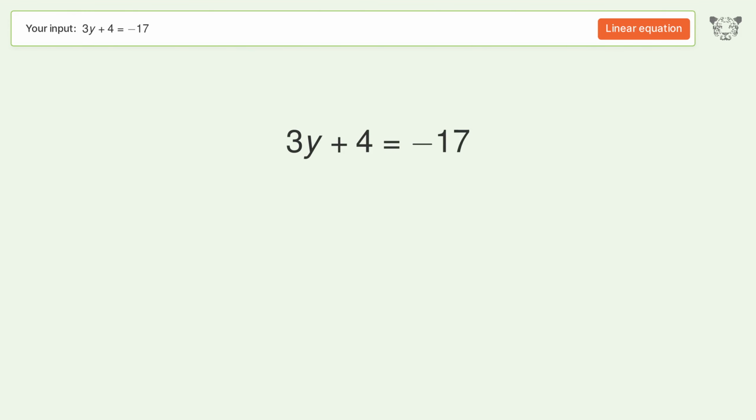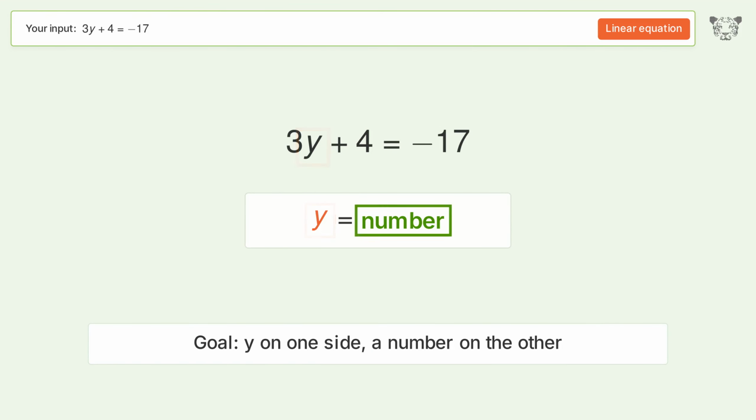Here is the linear equation we are asked to solve. 3 times y plus 4 equals -17. Solving means isolating y on one side with a number on the other. Let's do this step by step.